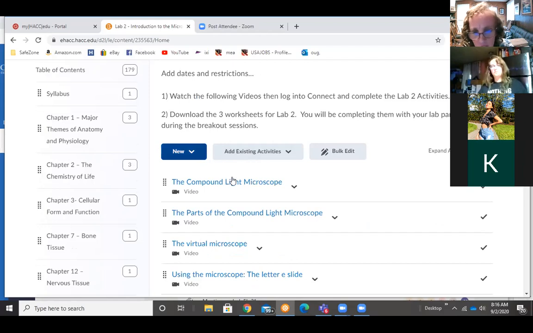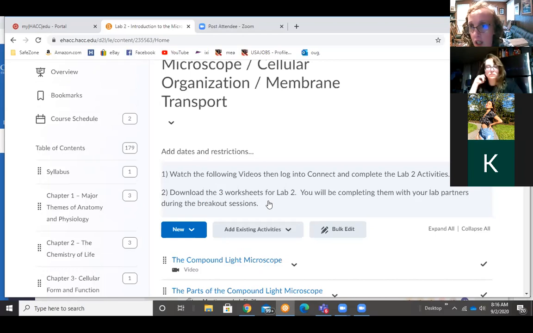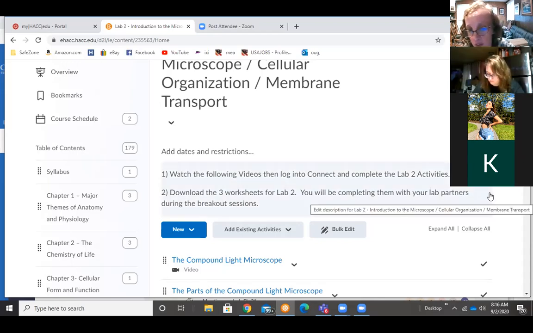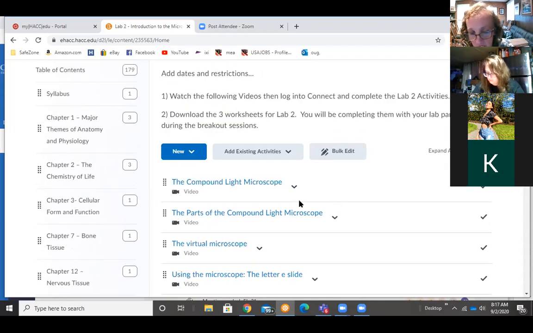So the instructions for this are to watch the videos, then log in to Connect and complete the Lab 2 activities. Download the 3 worksheets for Lab 2, and you'll be completing them with your lab partners during breakout sessions. I haven't assigned the breakout sessions, but we can do that today.